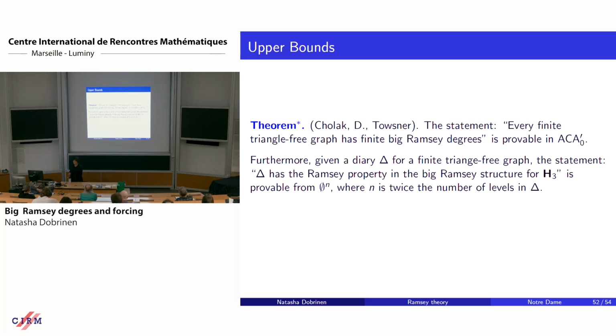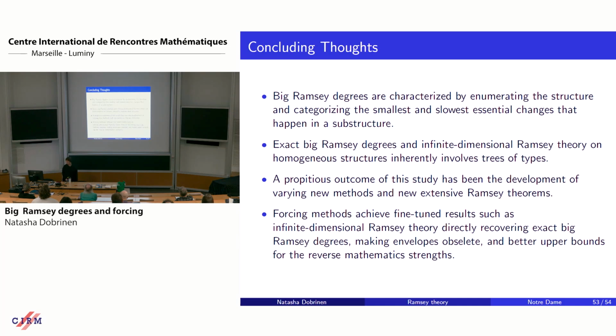It's set theory, ZFC, computability theory, and that is almost the end. So these are my concluding thoughts. Big Ramsey degrees are characterized by enumerating the structure and categorizing the smallest and slowest essential changes that happen in the substructure. This is equivalent to looking for the Big Ramsey expansion.